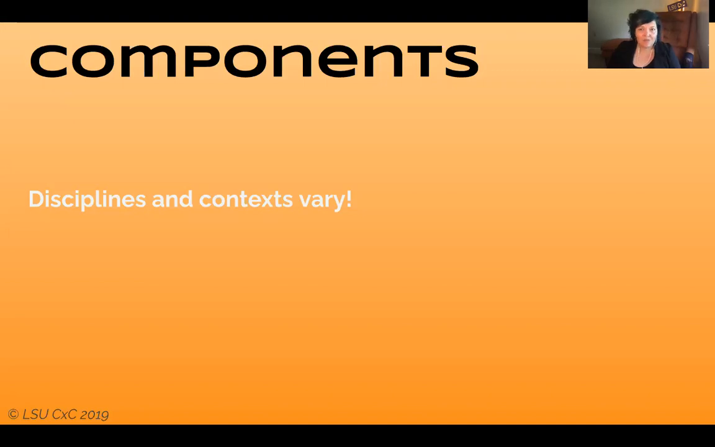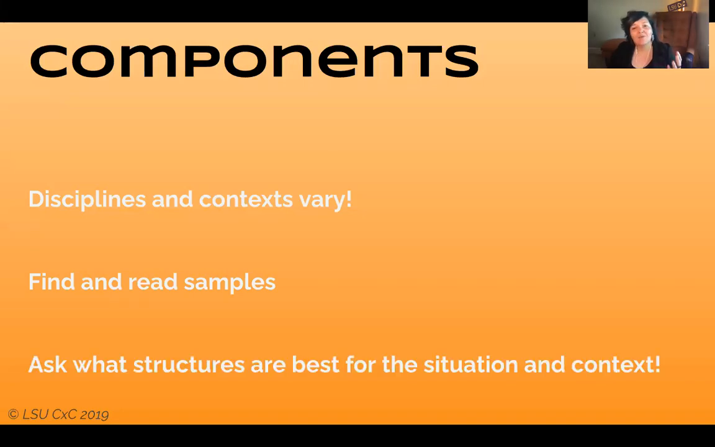And one of the best ways to equip yourself in understanding where all these different components play out and in what specifics these components play out is by reading and finding different samples. And then importantly, ask what structures are best for the situation and context. Find your instructor, find your supervisor, find your friendly CXC mentor, and they can help you talk through the process for figuring out the appropriate approaches for situation and context.